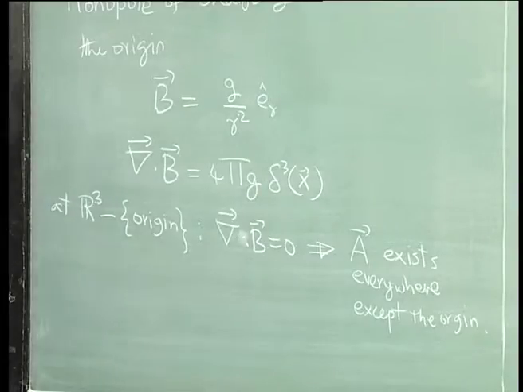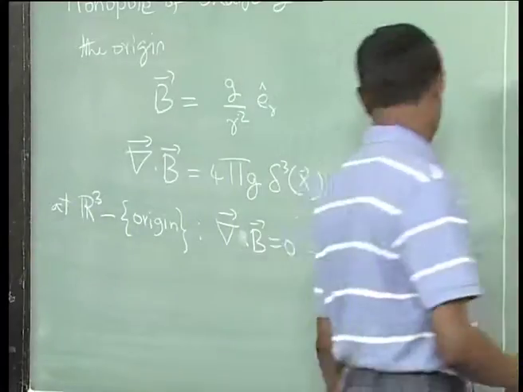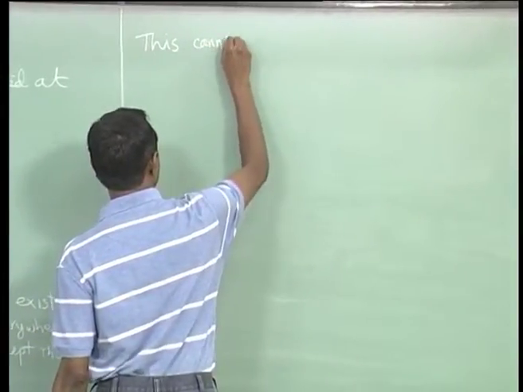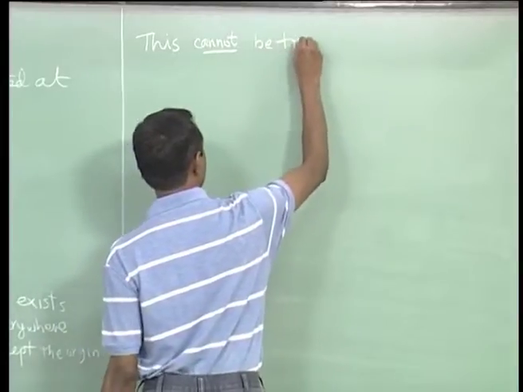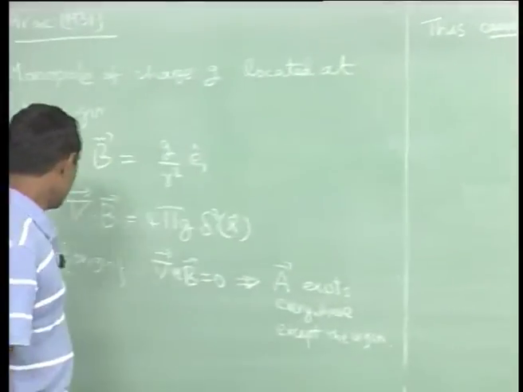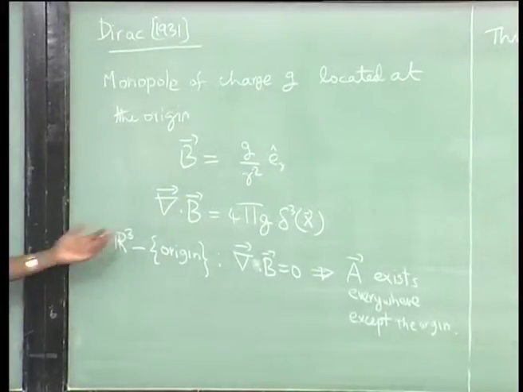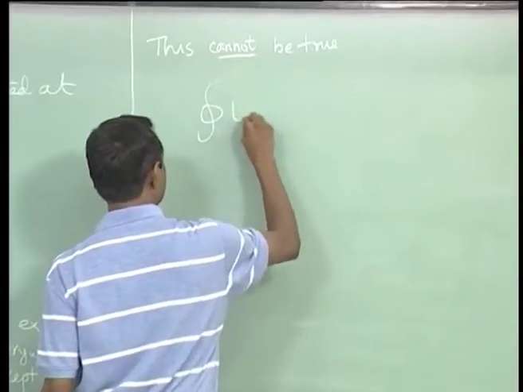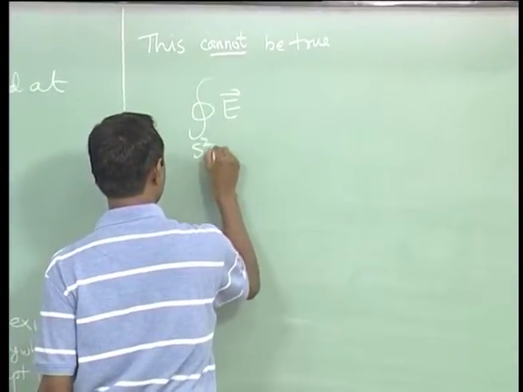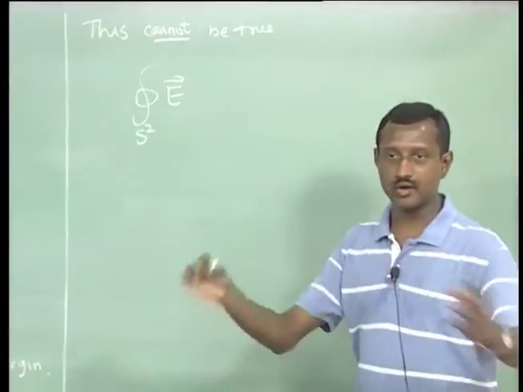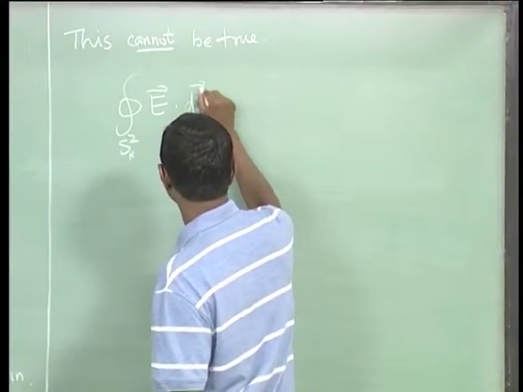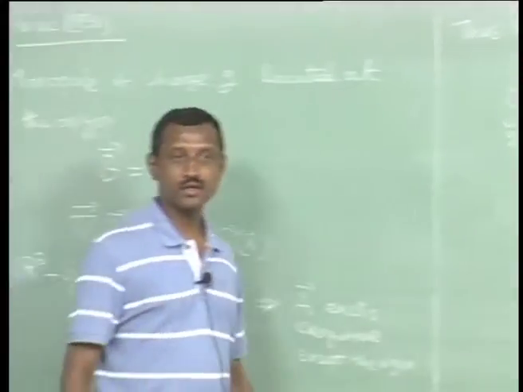But the important point here is this guess is wrong. This cannot be true. Why is that? The analog of Gauss's law again would be an integral. Again I will first write it for the electric case: take a 2 sphere of any radius r centered at the origin, E dot ds, what would this be? 4 pi times the charge enclosed.